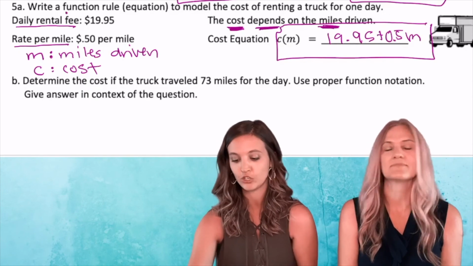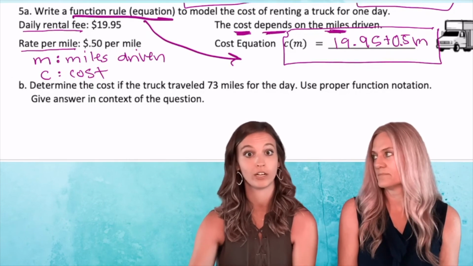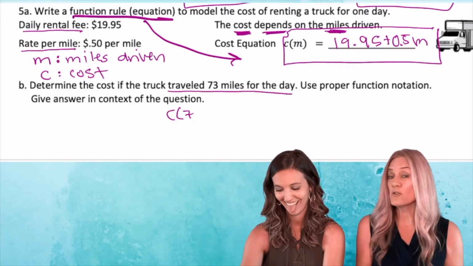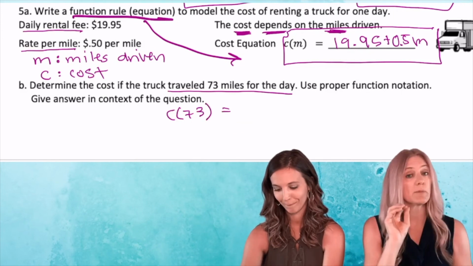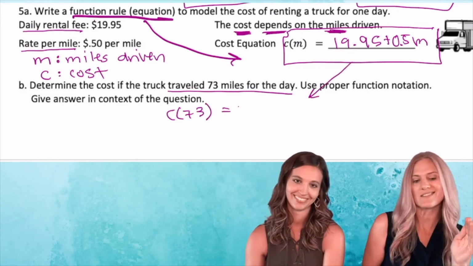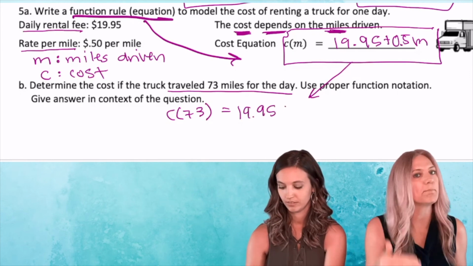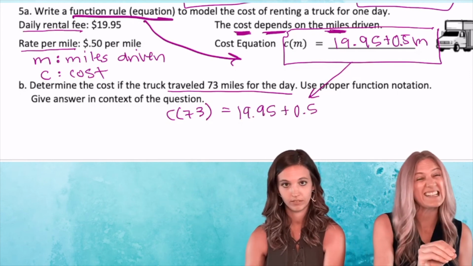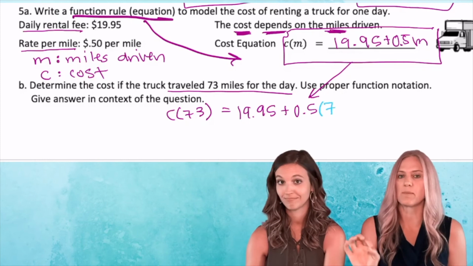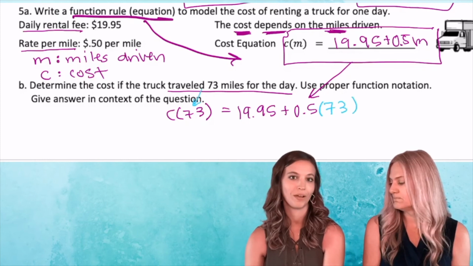So part B wants us to determine the cost if we traveled in that truck 73 miles. So now make sure you use the proper notation. C of m, we're going to replace m with 73. So we're going to say C of 73 equals, and then plug that 73 in for m. So 19.95 plus 0.5 times 73. And we get 56.45, so $56.45.